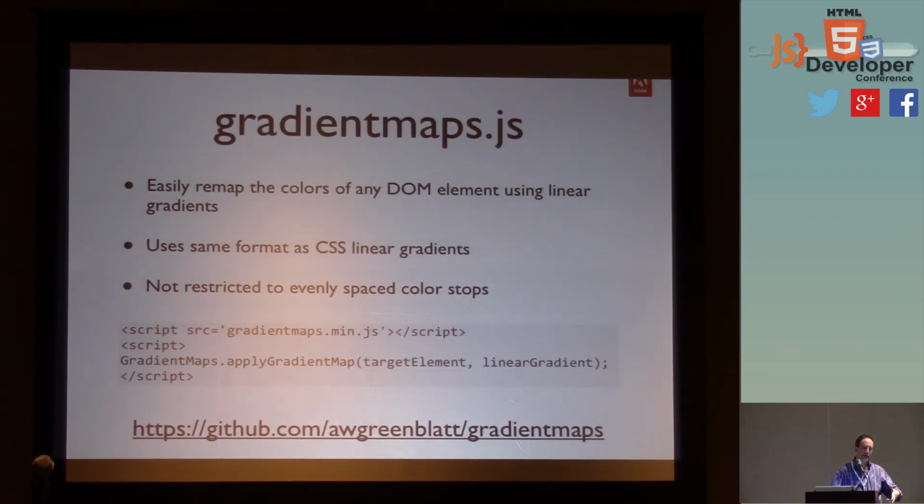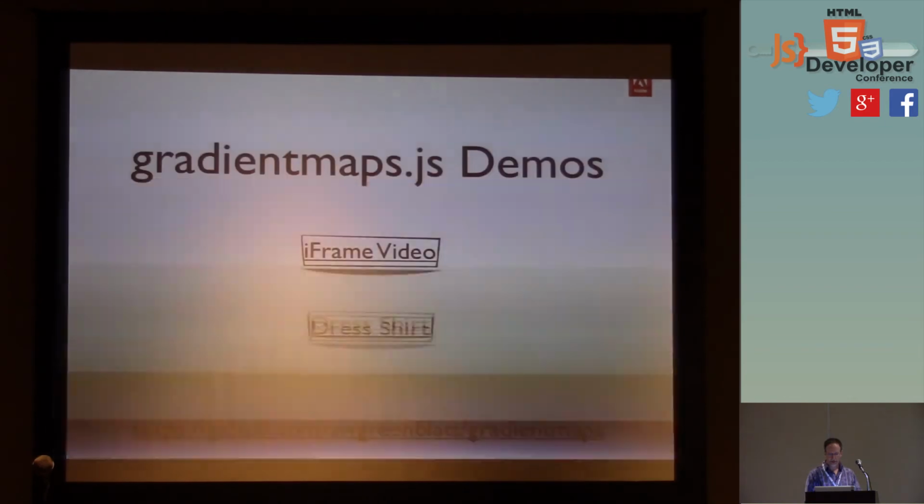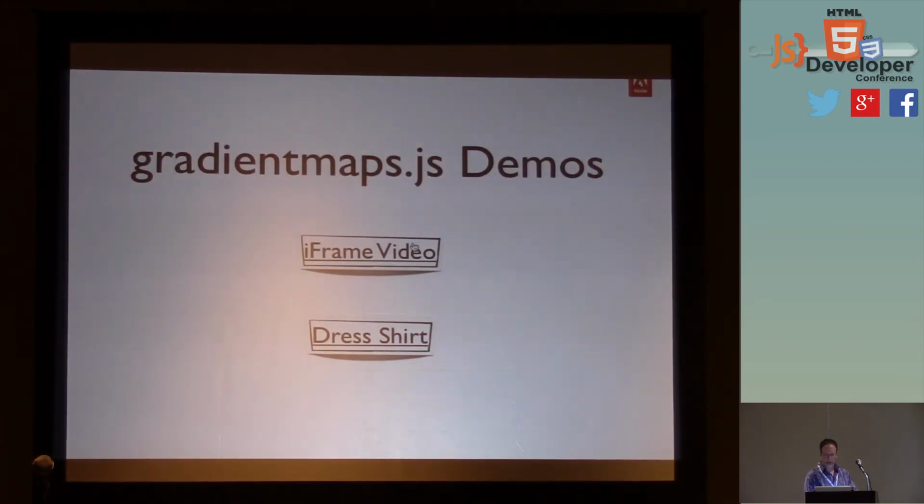Under the covers, all you do is include gradient maps.js, and then you say, apply a gradient map to some element, any element on the page, and you give it a linear gradient. It's the same format as a CSS gradient, so just find the docs for CSS gradient. On the GitHub page, I show how to do it. You just pass in a string that is the gradient, and it'll insert a little bit of SVG with the filter and apply it, and it'll do the whole thing for you. So let's take a look at what you could do with this.